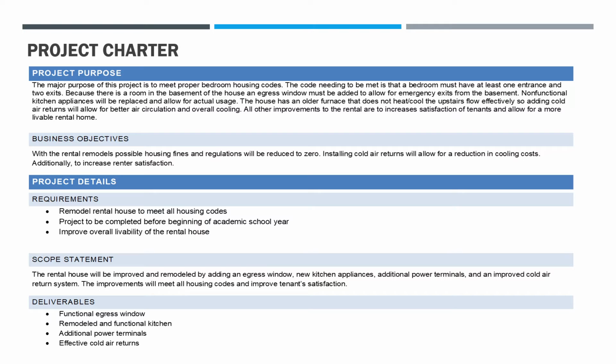Non-functional kitchen appliances will be replaced and allow for actual use. The house has an older furnace that does not heat or cool the upstairs effectively, so adding a cold air return will allow for better air circulation and overall cooling. And as a whole, all of the improvements are to increase satisfaction of the tenants, allow for a more livable rental home, and increase market value in the future.